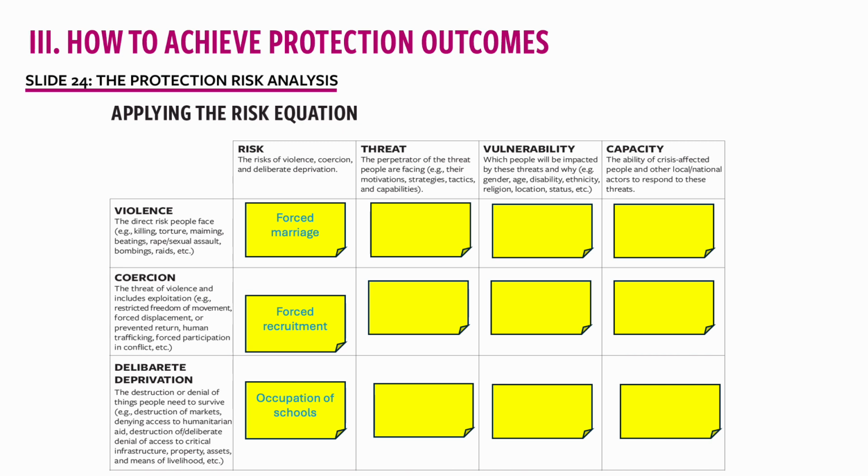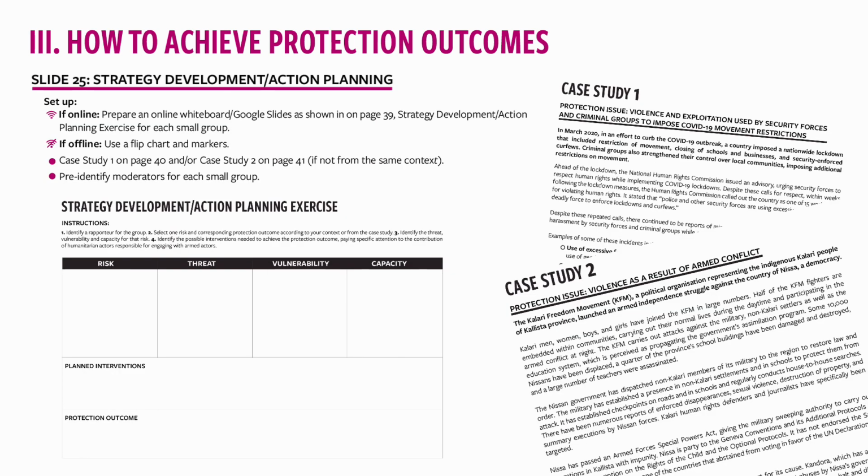Note that this slide, as well as the next few slides, give examples of how humanitarians who engage with armed actors can contribute to the process explained on the slide. After conveying the key points regarding strategy development and action planning, it is time for the small group exercise. It is anticipated that participants, having walked through the risk equation themselves in plenary and having seen a couple of examples, will feel comfortable doing it themselves in small groups.